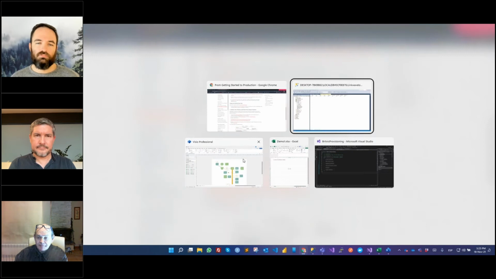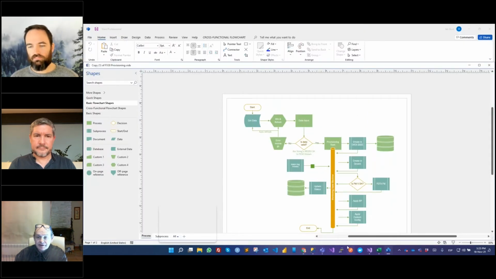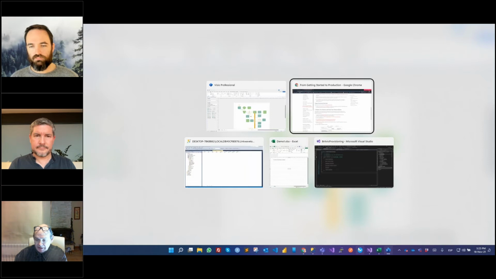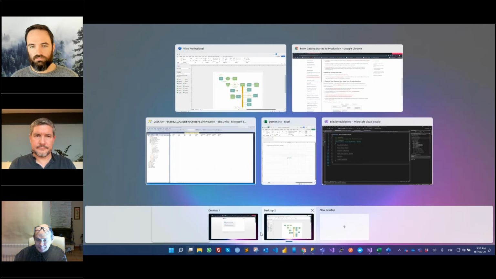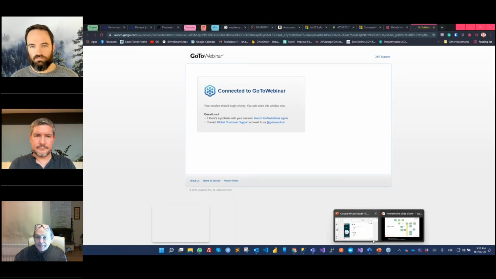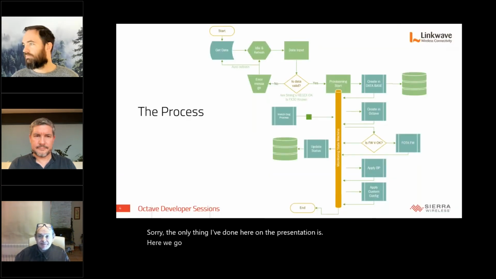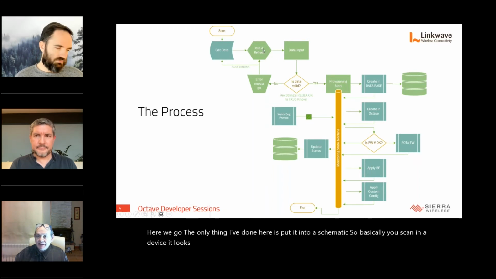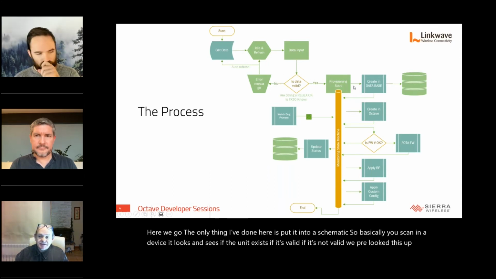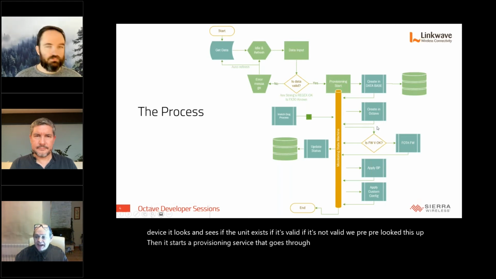The only thing I've done here on the presentation is put it into schematic. So basically, you scan in a device, it looks and sees if the unit exists, if it's valid, if it's not valid. We pre-look this up. Then it starts a provisioning service that goes through a number of processes. And I'll show this better in a demo.